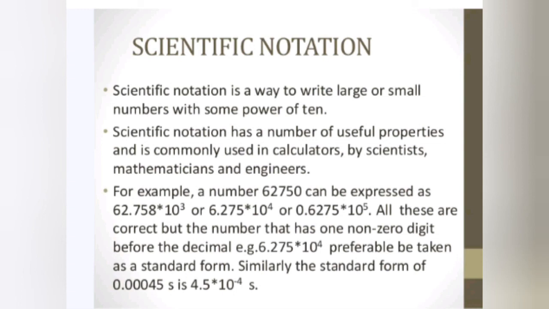All these are correct but the number that has one non-zero digit before the decimal, for example, 6.275 times 10 to the power of 4, is preferably taken as the standard form. Similarly, the standard form of 0.00045 seconds is 4.5 times 10 to the power of -4 seconds.